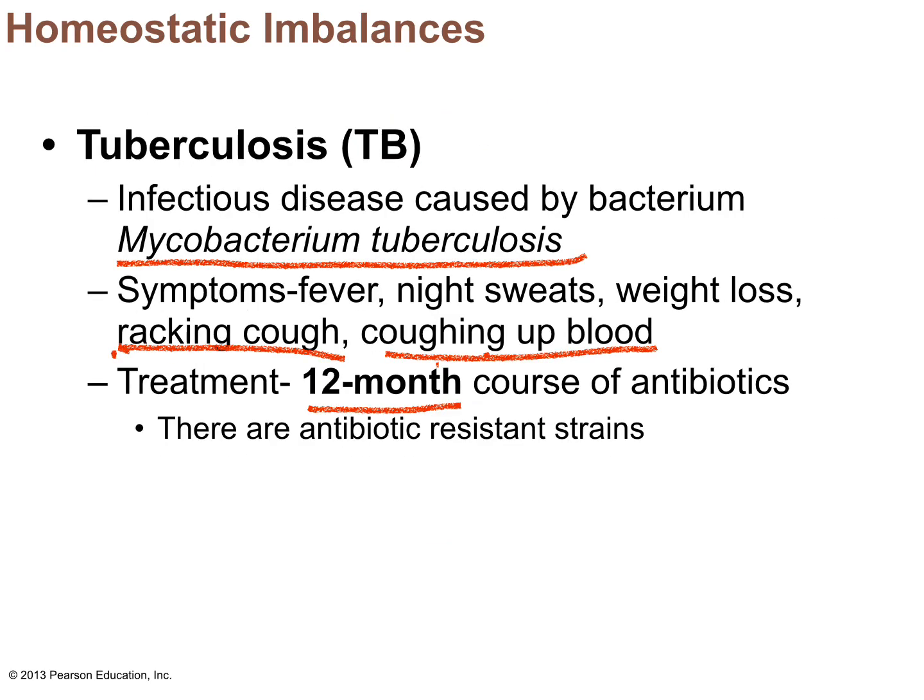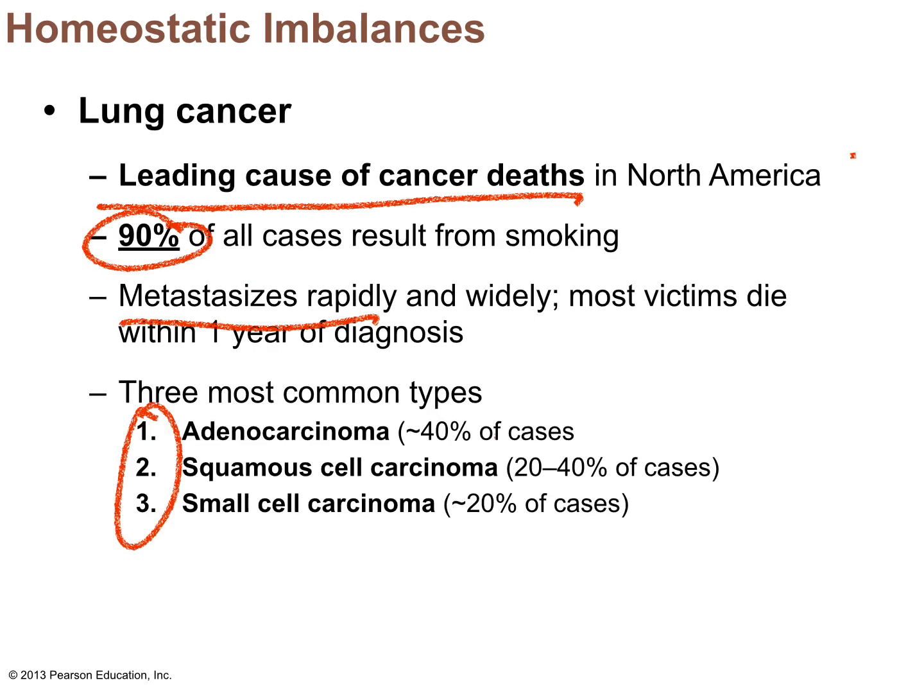Okay, tuberculosis is caused by a bacteria called Mycobacterium tuberculosis. Some key characteristics of symptoms are a racking cough and coughing up blood. Also, the treatment is a 12-month course of antibiotics. Some important statistics on this slide.